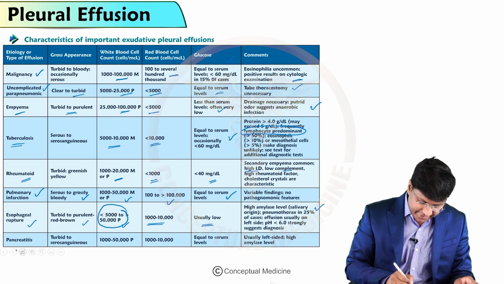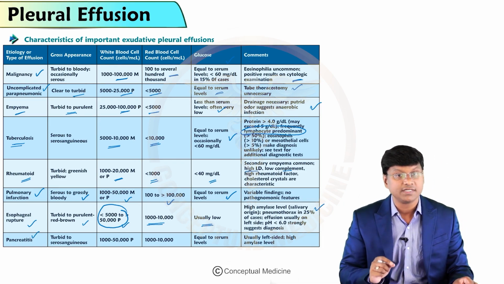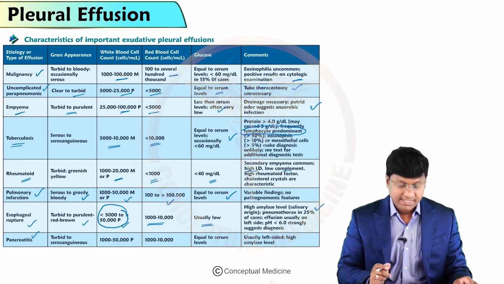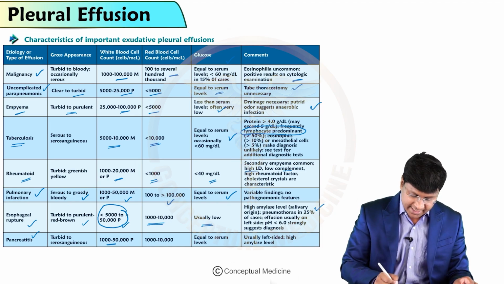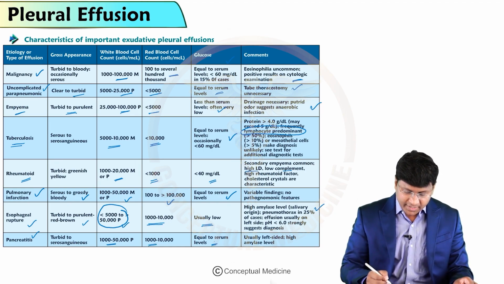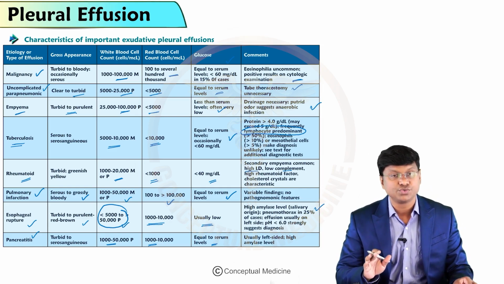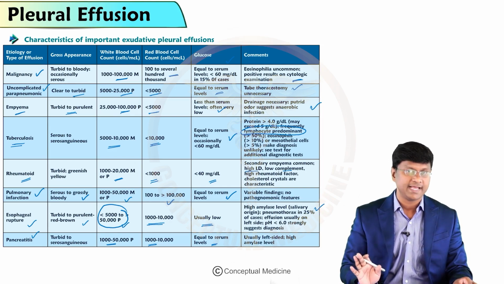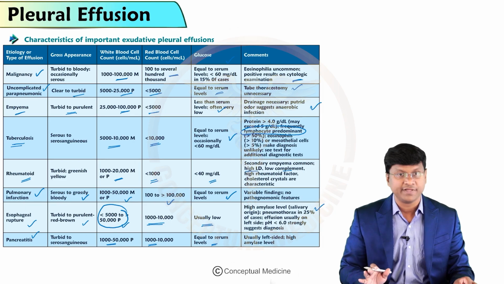Then coming to pancreatitis. In pancreatitis, the gross appearance is turbid or serosanguinous. WBCs are around 1,000 to 50,000 cells per microliter, and RBCs are around 1,000 to 10,000. Glucose is equal to that of the serum levels. And in pancreatitis, it is usually a left-sided pleural effusion that you will have. So this is the summary of the various types of pleural effusions that we have discussed.